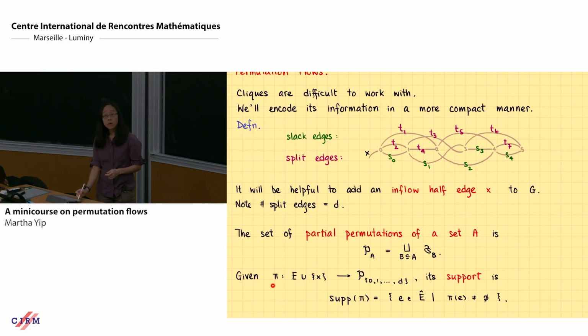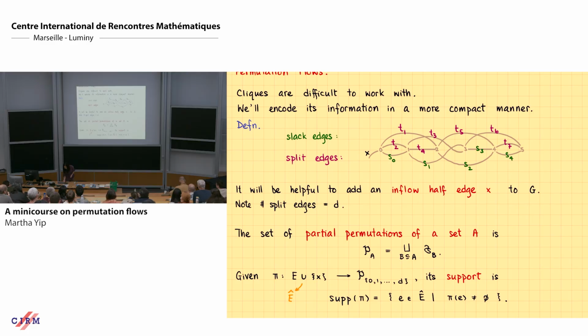And if I have a function from, think of this as an augmented edge set. This will be more important for tomorrow's talk. I start with a graph whose edge set is E, and then I just add this inflow half edge. I define a function on it whose values are partial permutations. So I really want to think of partial permutations as words on the alphabet A with distinct letters. And so to each edge, I'm assigning some word. Its support is just the edges that have non-empty word.